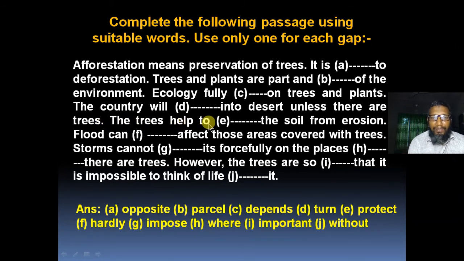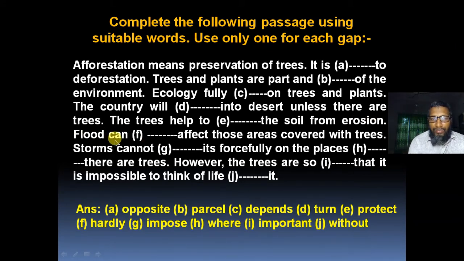The trees help to dash too. After to, we can use the base form of a verb. So here we can also use a verb. Trees help us to protect or to save the soil from erosion. Here we can use two words, protect and save. Trees help to save the soil or to protect the soil from erosion. Erosion means the soil being washed away. This is called erosion.